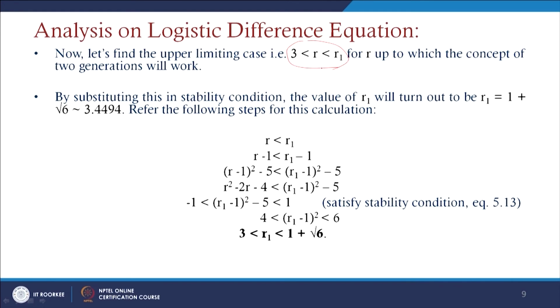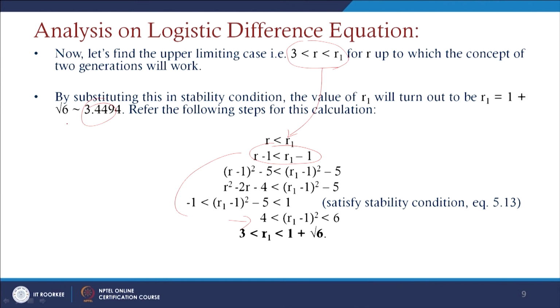If you go for a small numerical calculation of these values, and assume r less than r1, then obviously we can subtract 1 from both sides and write this statement. With some manipulation, we finally obtain that the r1 value should satisfy 3 and 1 plus square root of 6. By substituting this in the stability condition, r1 turns out to be 1 plus square root of 6, whose approximate value is 3.4494.